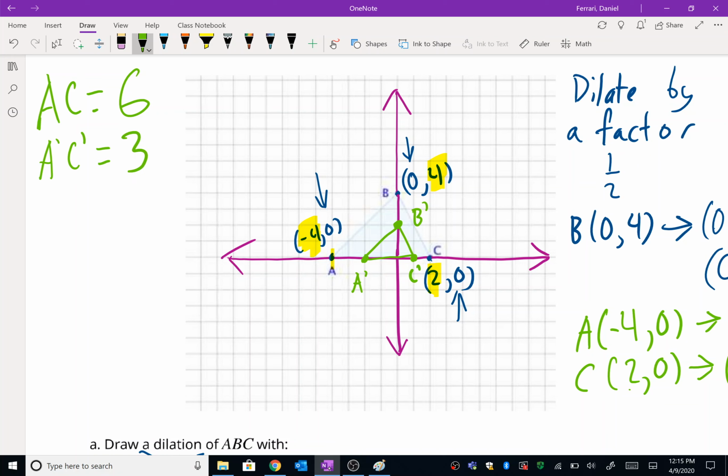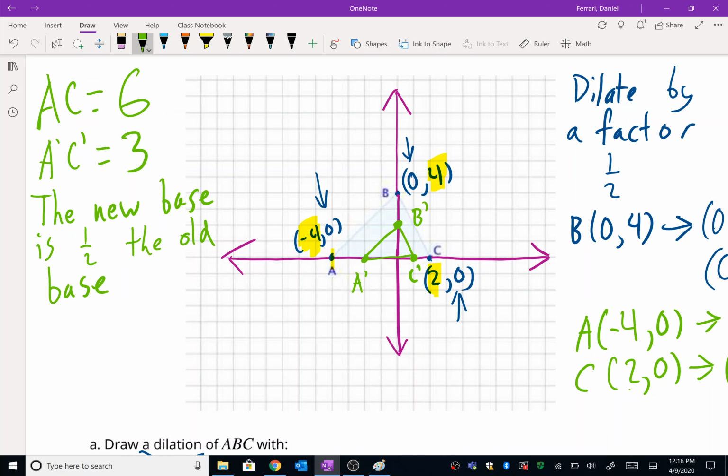So how would you describe what happened to the base? Well, it looks like the base got multiplied, it's half the base. So the new base is half of the old base.